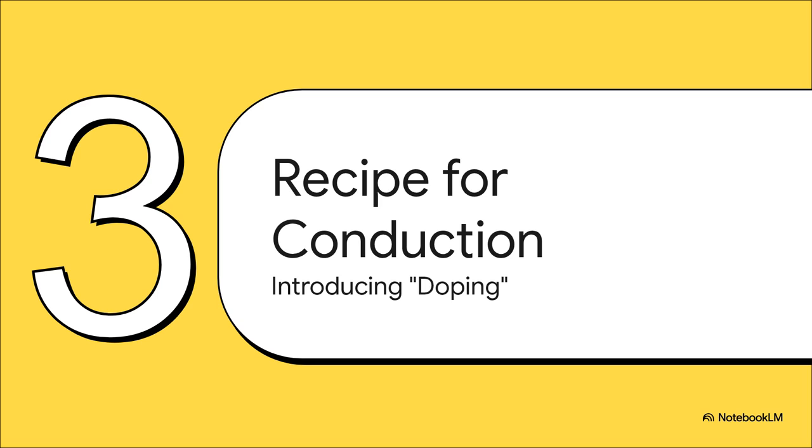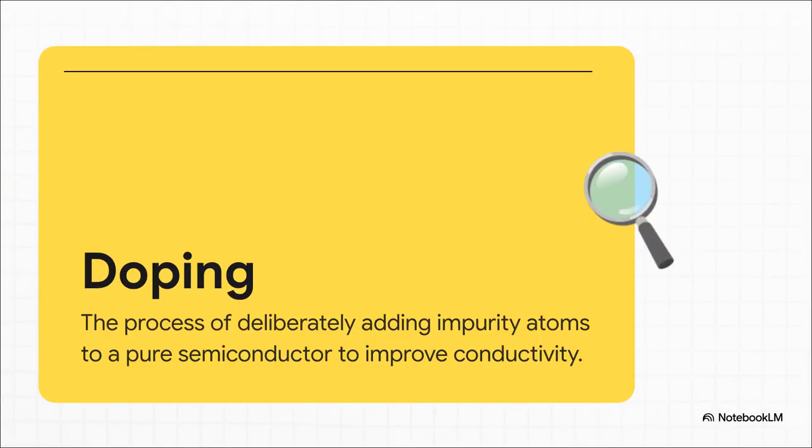Well, this is where things get really clever. We change the recipe using a process called doping. So what is doping? It's basically the process of deliberately adding a tiny, tiny amount of an impurity, a different element, into that pure crystal. And when I say tiny, I mean it. We're talking about maybe 1 single impurity atom for every 10 million semiconductor atoms. It's almost nothing. But this tiny change completely transforms the material's properties.